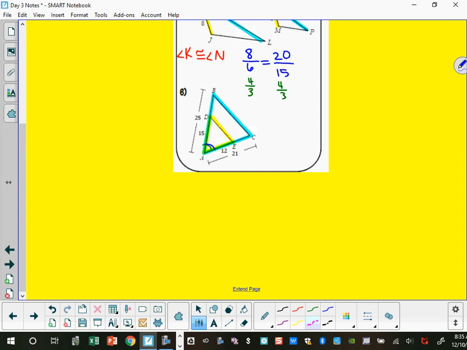Now I'm going to check my sides. What is my short side for the yellow triangle? On this side. 15. Alright, and 15 matches up with what side of the blue triangle? Guys, look. Here's the small triangle. If that's 15, this side matches up with what in the blue triangle?